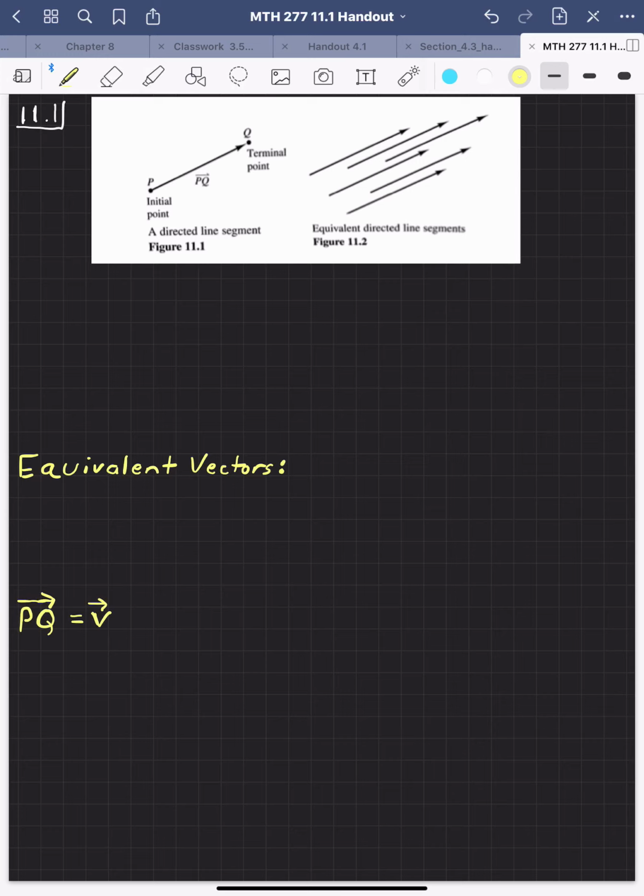Calc 3, Chapter 11. This is the first section. And for the next few sections, we're going to be studying vectors. I'm not going to assume any background knowledge in vectors. This could be good or bad, depending on how much experience you've had dealing with vectors.